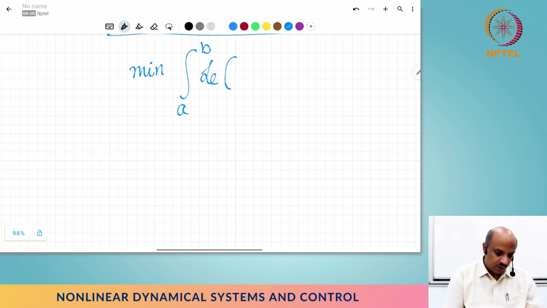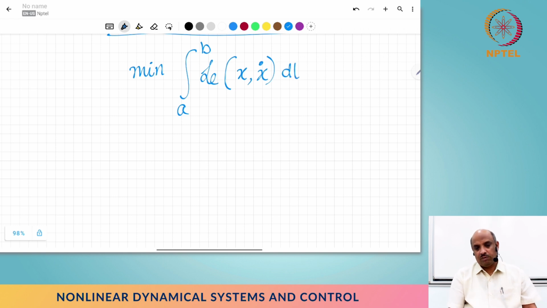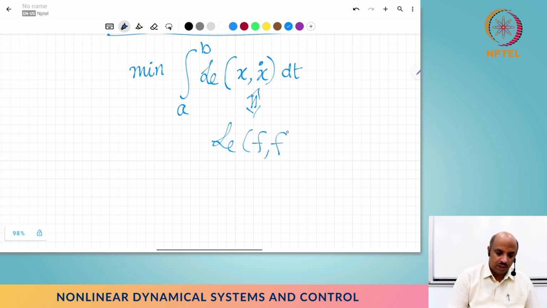So L of x comma x dot dt. And with the independent variable, I'm choosing it to be time here, but I could have probably chosen something like L of f comma f prime and dx or something like that. I mean, x could be the independent variable, f are the functions that we are looking for. Derivative with respect to f also impacts your objective function and things like that.